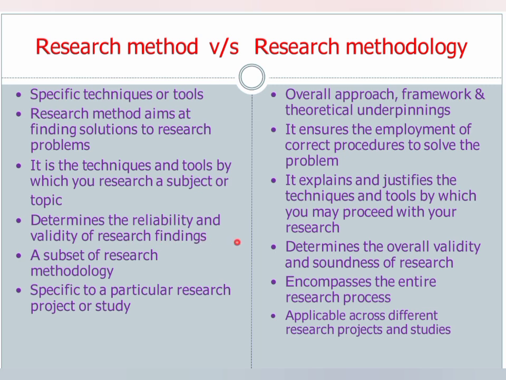The research method determines the reliability and validity of the research findings. It determines the reliability and how valid the research findings are. It will be told by the research method. Whereas the research methodology determines the overall validity and soundness of research. So the research method is a subset of the research methodology, whereas the research methodology contains the entire research process, the entire steps in the research process.